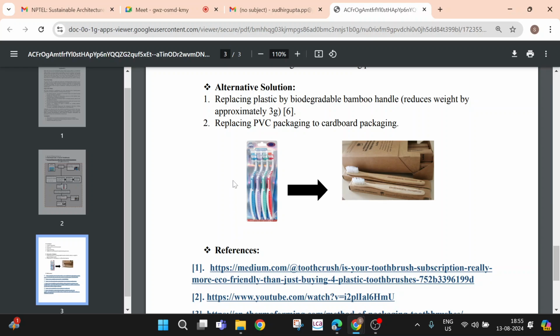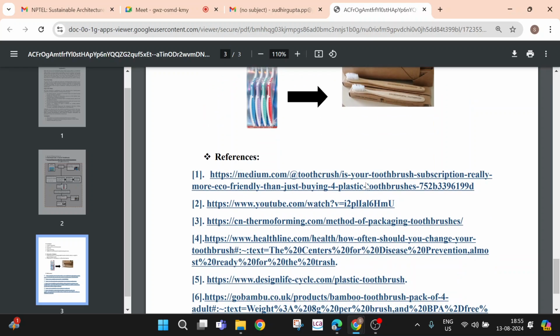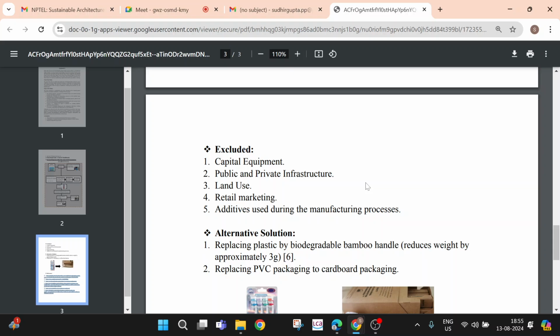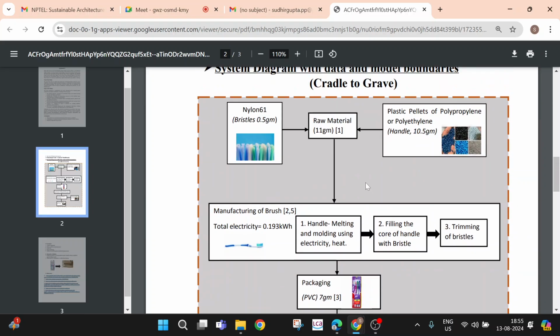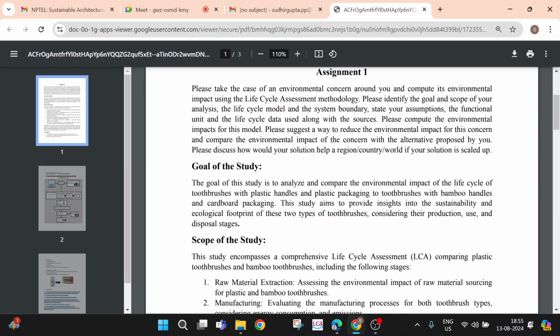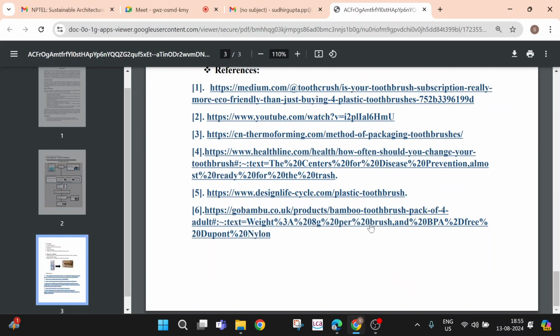So here you will find that when we are replacing this toothbrush with a wooden handle, because the production of plastics or polypropylene itself is causing lots of emissions, we will be reducing or replacing this PVC with cardboard packaging and biodegradable bamboo handles. Nowadays people are also doing this. Then you will find there is a significant drop in the carbon emissions results.